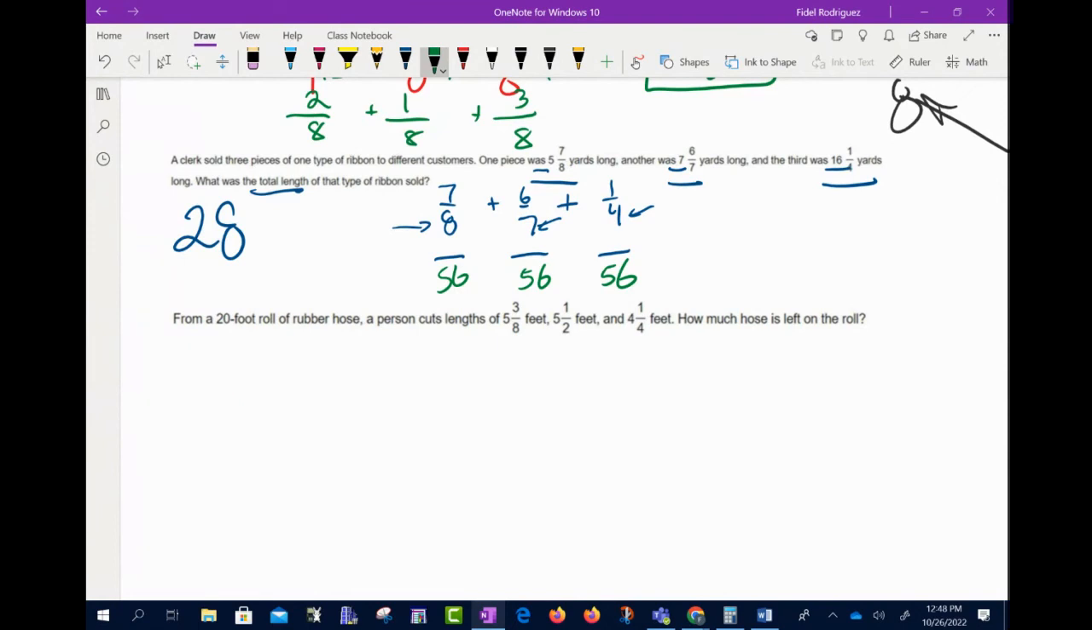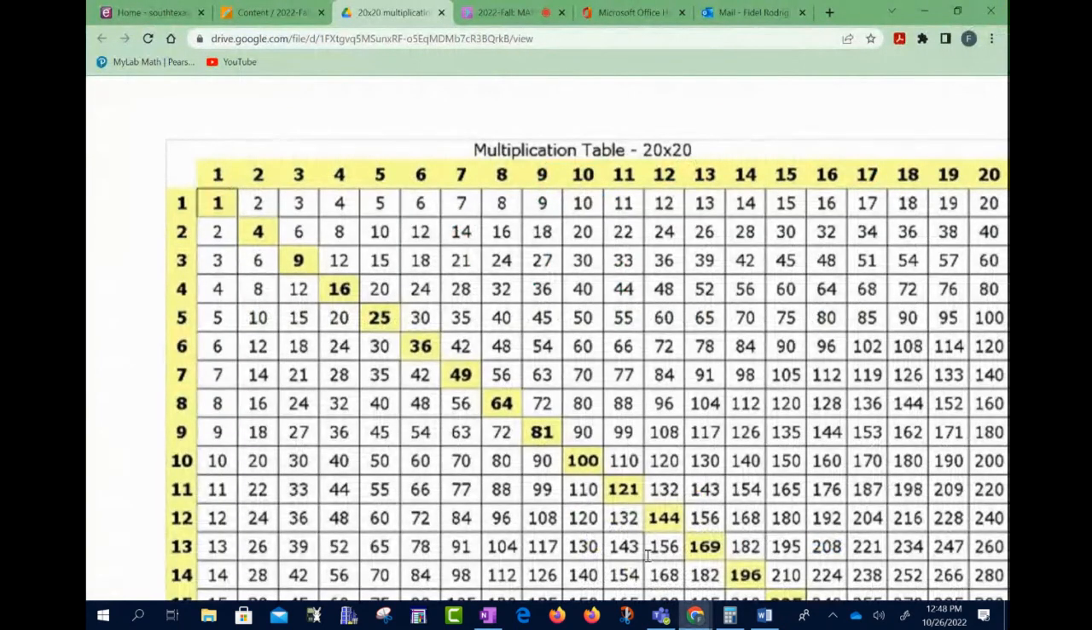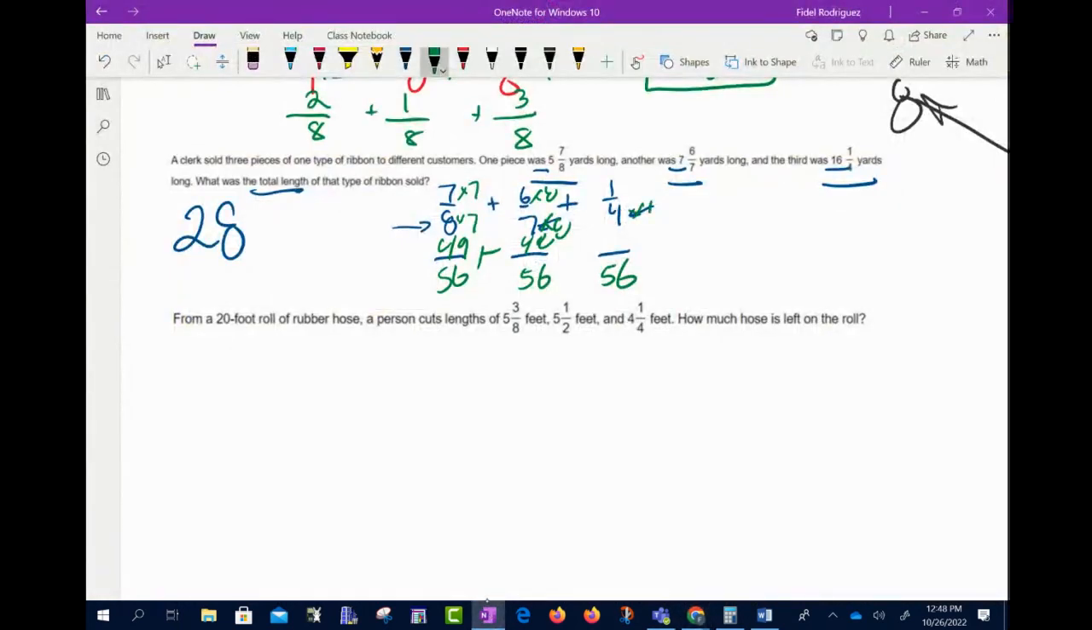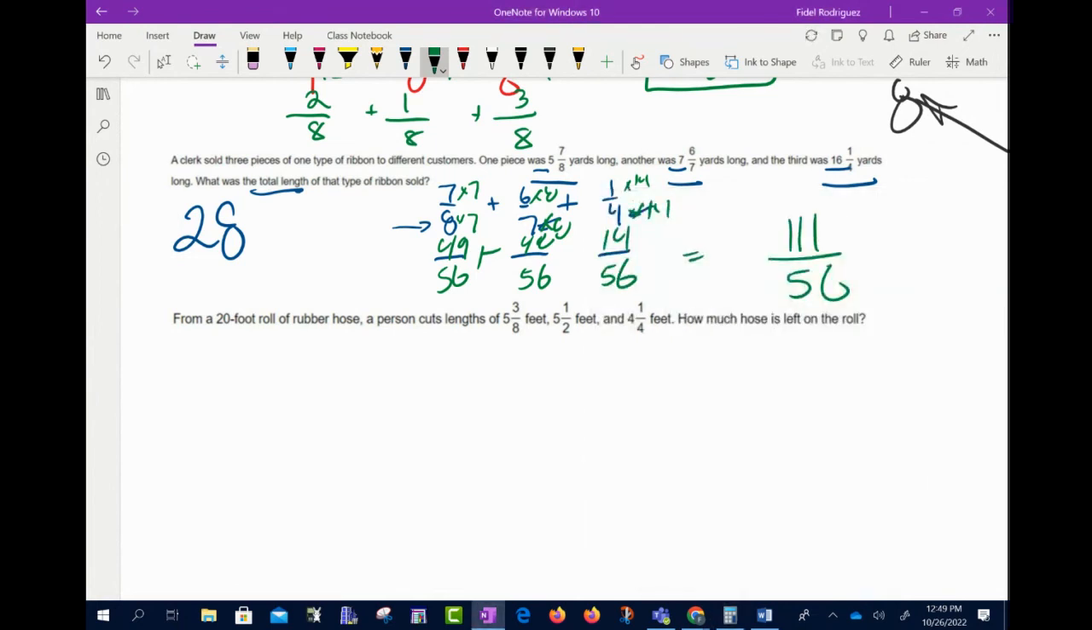And again, I would say, what did I have to multiply 8 by to get 56? I had to multiply by 7. So that gives me a 49. I had to multiply this guy by 8. So that gives me a 48. And what do we have to multiply 4 by? I'm sorry, 4 by 14, right? Oops. Kind of gave it away there. By 14, so that's a 14 right there. Now, let's go ahead and add. So 49, 48, and 14. Let's see. 49 plus 48 plus 14 is 111. Let me just double check. 49 plus 48 plus 14. Yep, 111. Okay, 111 over 56.